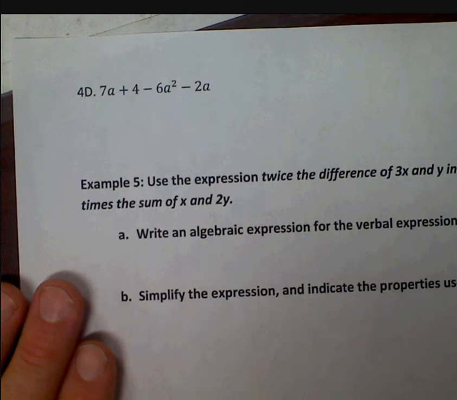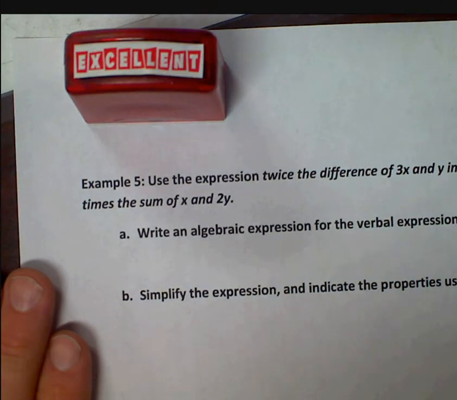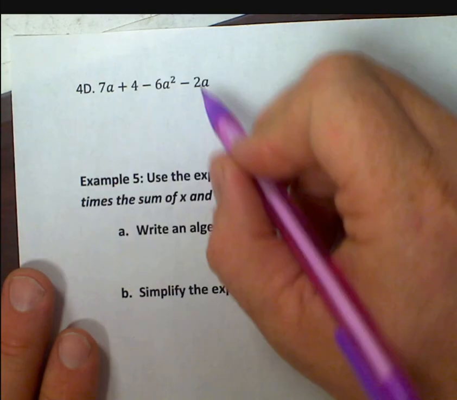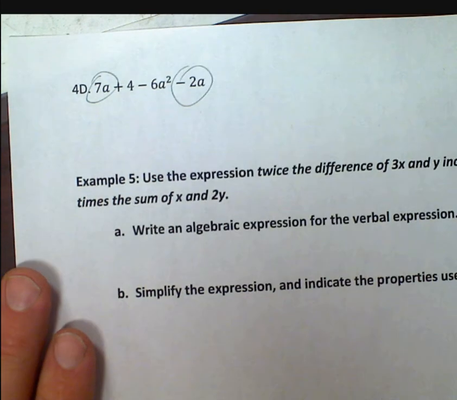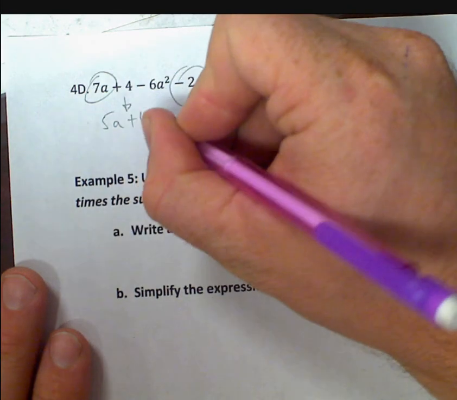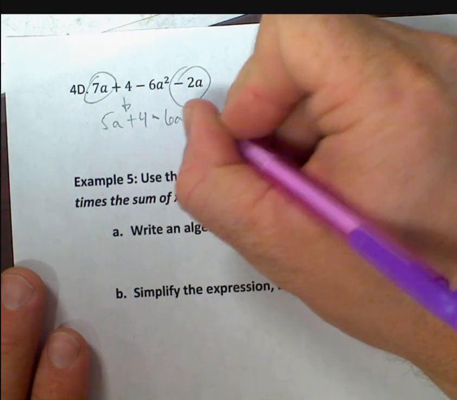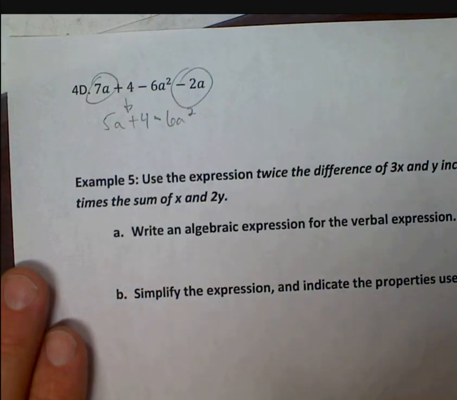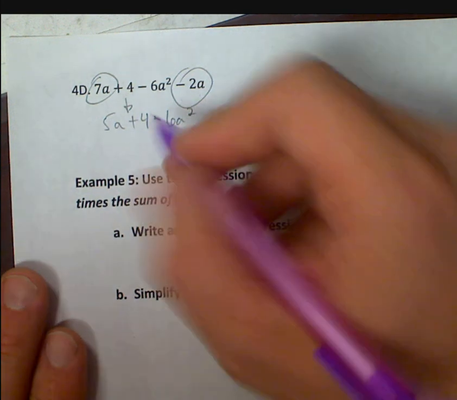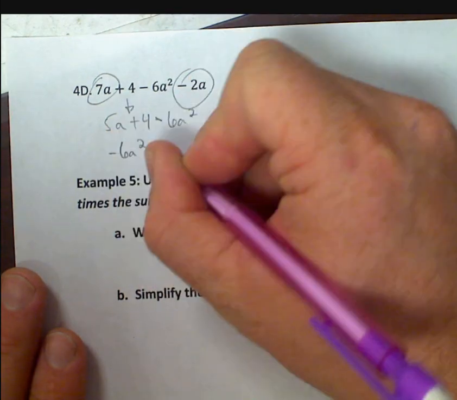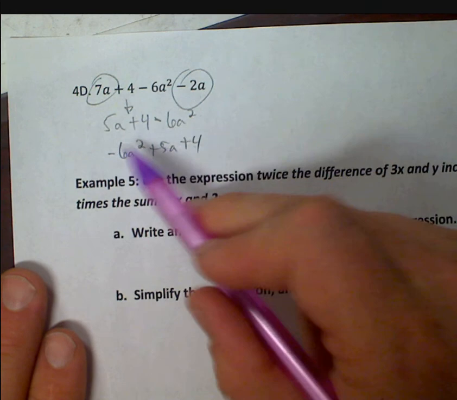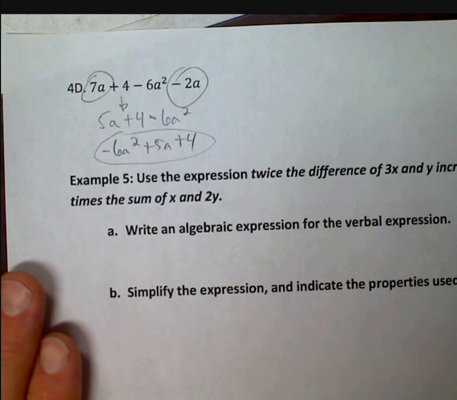On 4D, pause the video and try. On 4D, we have 7a, 2a. These are like terms. 7 minus 2 is 5a. The 4 is by itself. The minus 6a squared is by itself. Now, typically, we want to write these in order with the largest exponent first, so I want to practice that. So this would be negative 6a squared plus 5a plus 4. Either one of these is correct, but this is putting it in order. You didn't have to have that.